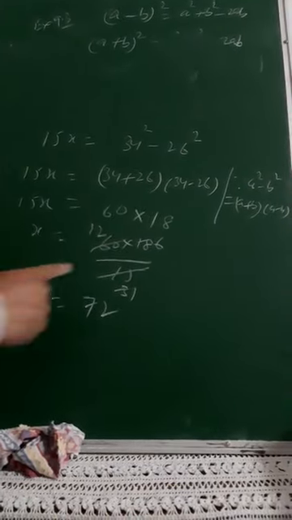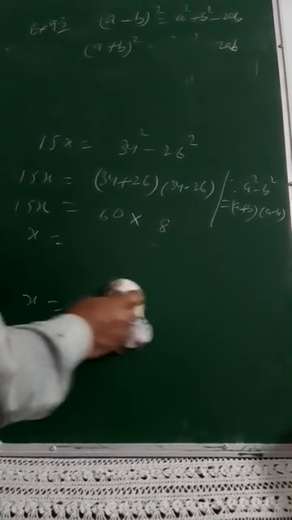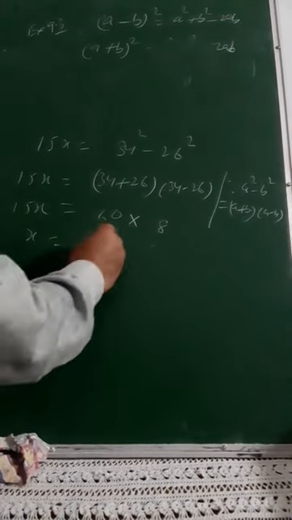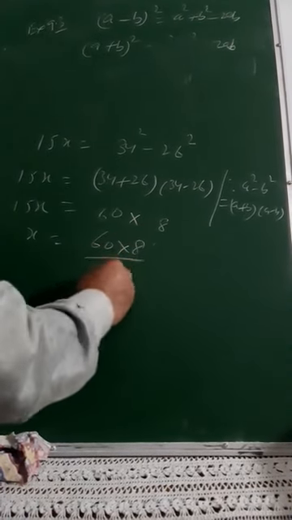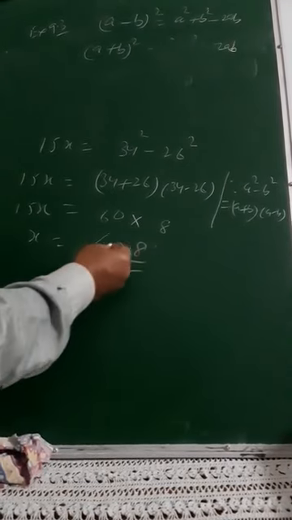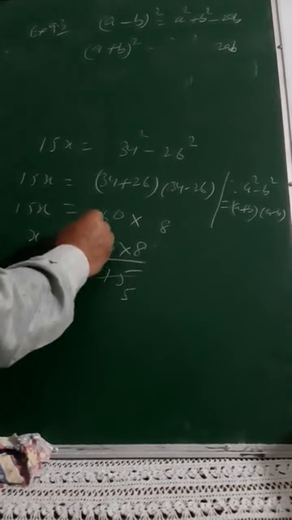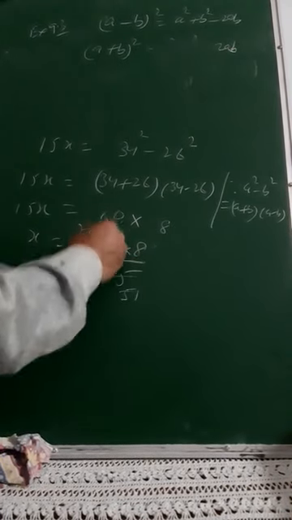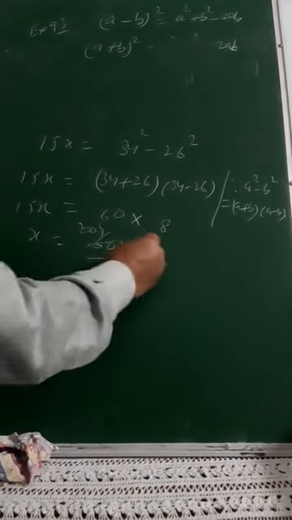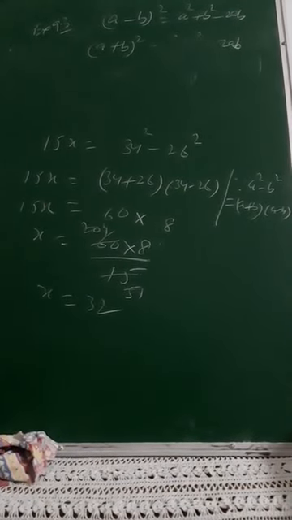So here 34 minus 26 is 8. So do the corrections. 60 into 8 upon 15 will be here. So now this is your 3 5s are 15, 3 20s are 60, or 5 1s are 5, 5 4s are 20. So x will be equal to 32.